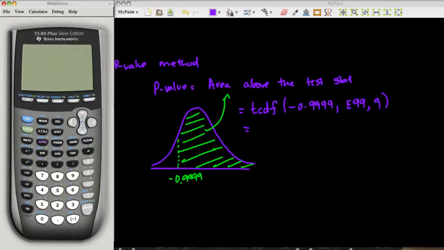So press second, VARS, number 6, negative 0.9999, comma, second comma, which will give you the E, then 99, comma 9, close paren, press enter. The p-value is 0.82825. I can write it as 0.8283. Now we have to ask a question: is p-value less than or equal to alpha?